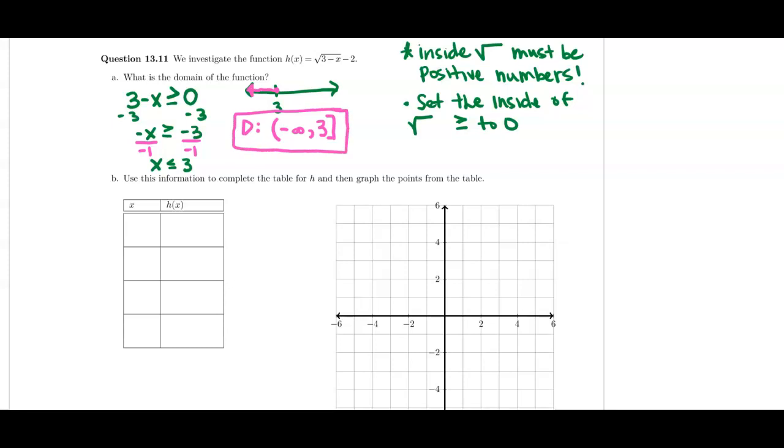What questions do you have on that with the domain? Anything there?